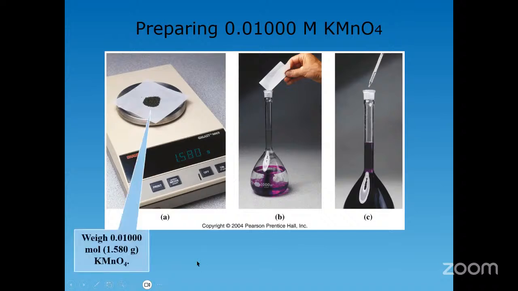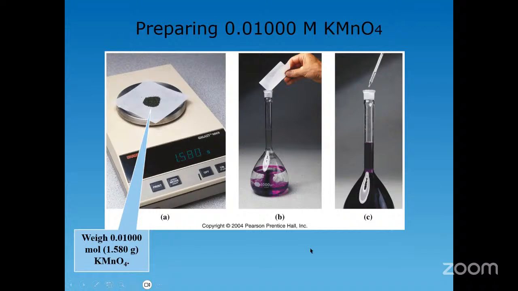So once you determine the grams, then you're going to weigh it, and that's what this person did. It turns out that the calculation results in 0.01000 moles being equal to 1.580 grams. And then you're going to place it in the flask. Now, let me just say, I wouldn't go about doing it the way this person is doing it.